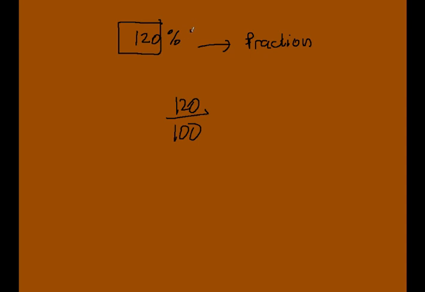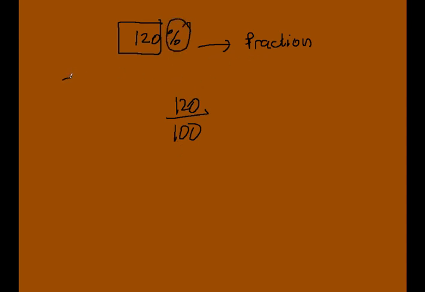Let's look at another example. Let's say that you have 120% and you want to change this into a fraction. Again, the rule is fairly simple when it's like that. All you have to do is take the number and put it over 100. Why? Because of the percent sign. So put it over 100.